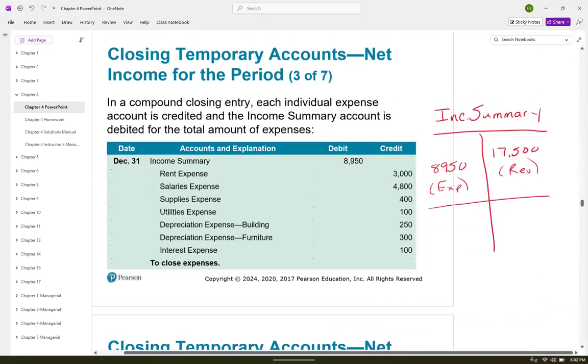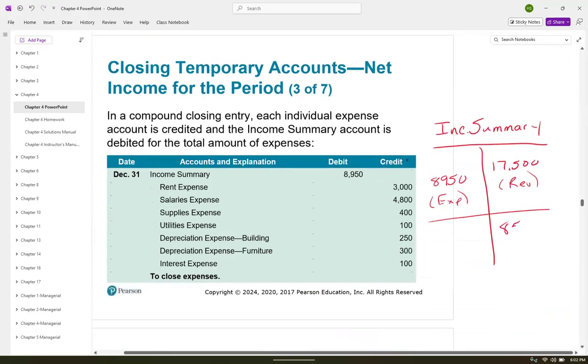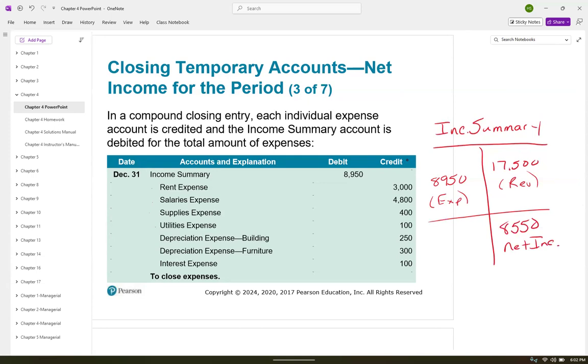8,550 on this side. 8,550. That is net income. What if we had a net loss? We would have ended up with more expenses than we had revenues. So we would have a net loss. We can't have both. But if you do have a net loss, you'll end up with a balance on that side of the account. So this should make sense just a little bit to you.